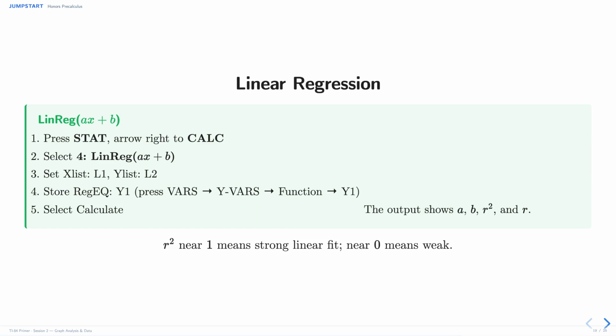Now let's perform linear regression. Press Stat and arrow right to the Calc menu. Select the option for linear regression, which is labeled LinReg with the form ax plus b. Set X list to L1 and Y list to L2, and store the regression equation in Y1. When you press Calculate, the output will show you the values of a, b, r squared, and r. A value of r squared close to 1 indicates a strong linear fit.